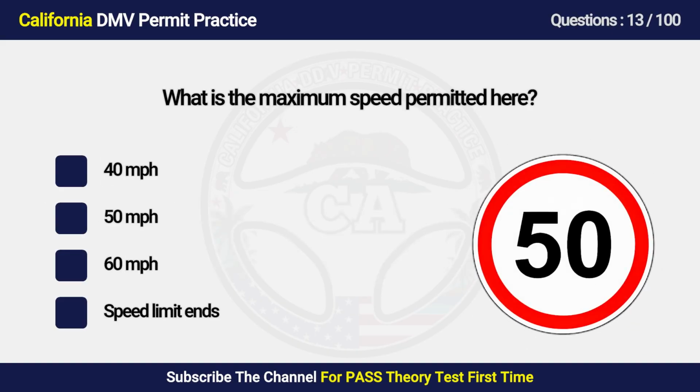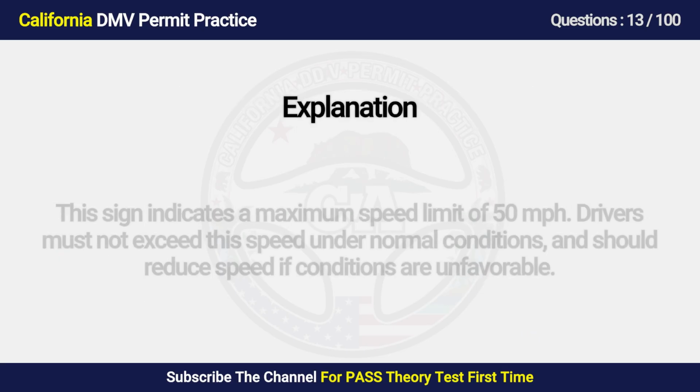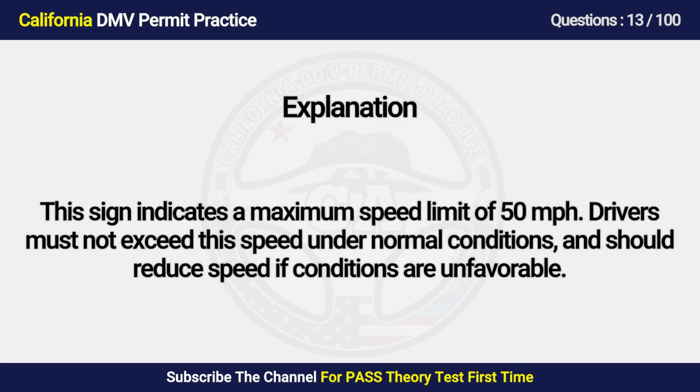A. 40. B. 50. C. 60. D. Speed limit ends. Answer is B. 50. This sign indicates a maximum speed limit of 50. Drivers must not exceed this speed under normal conditions and should reduce speed if conditions are unfavorable.